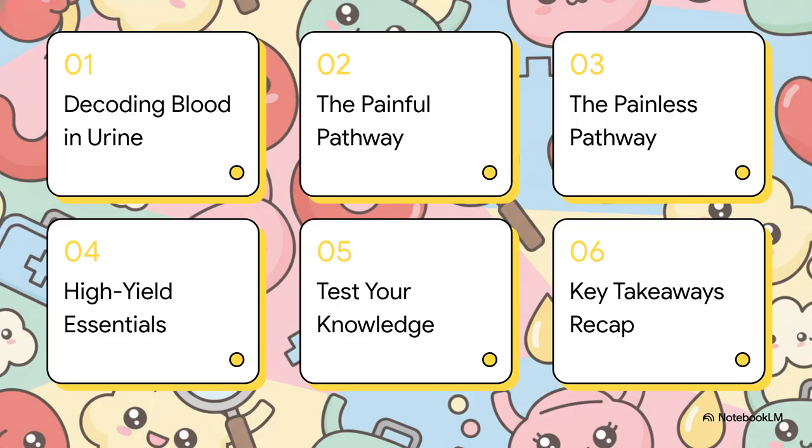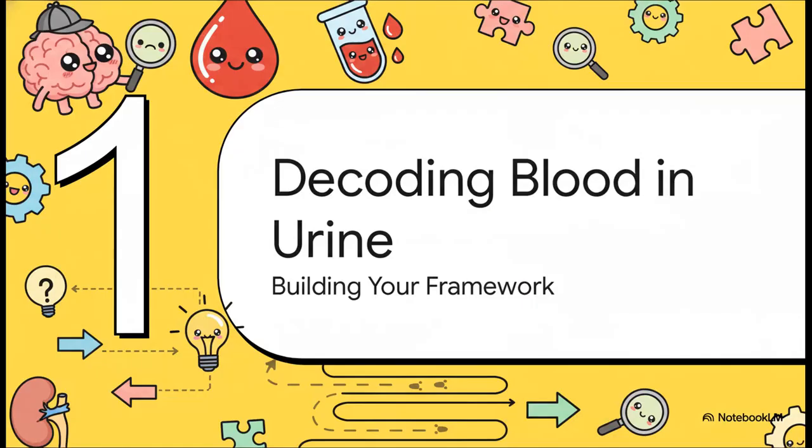So, here's our game plan. First, we're going to build a really simple, powerful framework for thinking about this whole problem. Then, we'll explore the two main roads you can go down, the painful one and the painless one. And we'll finish up with some must-know facts for your exams, a quick quiz, and a final summary to tie it all together.